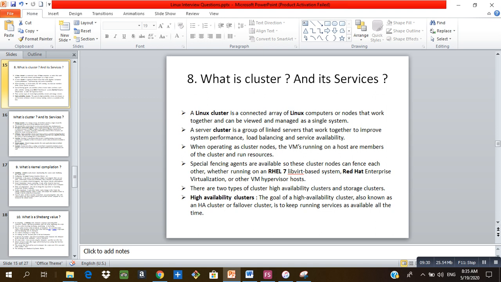There are two types of cluster: high availability cluster and storage cluster. High availability, also known as HA cluster or failover cluster. For example, you have 2 systems or 4 systems, out of which one system goes down, but there is another system that will keep the service available for the consumers or the users. So this is what high availability means.